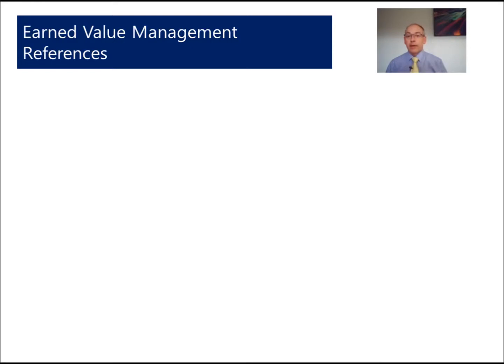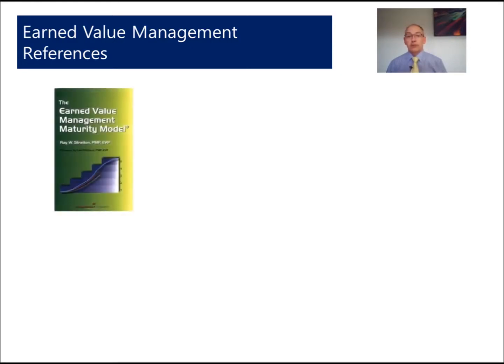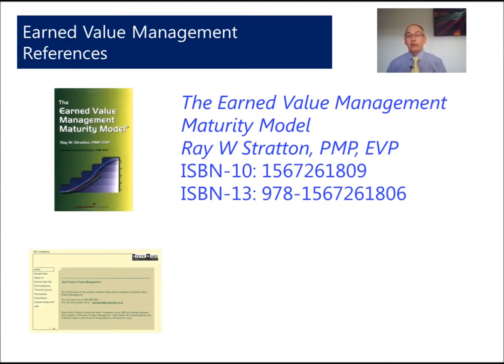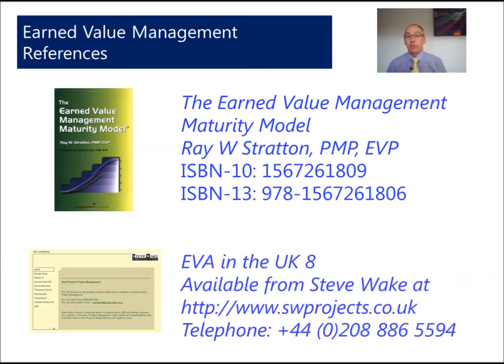Now there are 2 publications that I referenced in this presentation. The first is called the Earned Value Management Maturity Model. And thank you to Ray Stratton for agreeing that I can reference his book. Secondly, it's a publication called EVA in the UK. And also thank you to Steve Waite for agreeing that I can reference his book. Steve's is available at the website that you can see on the screen now.